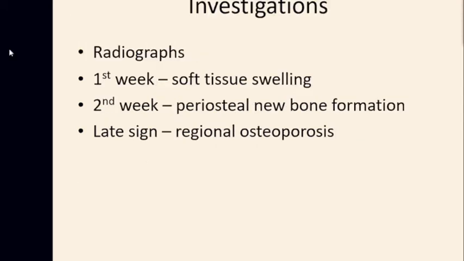So the investigations. In the first week, if you do an X-ray, you'll just see the soft tissue swelling. The periosteal new bone formation is seen in the second week. And a late sign is regional osteoporosis. Regional osteoporosis means in the bone, you'll see a lot of trabeculae, showing that the bone is metabolically more active.